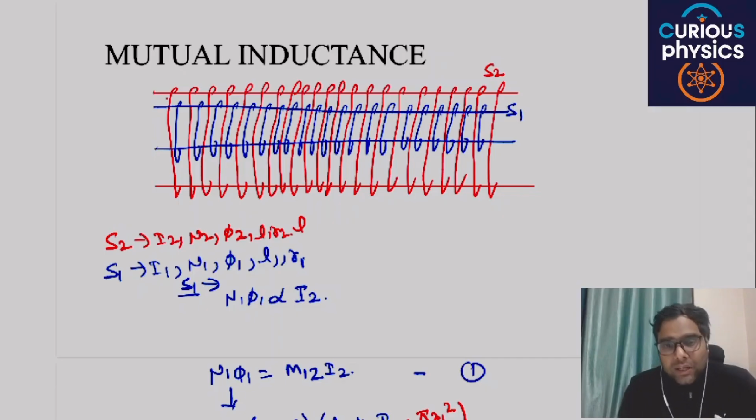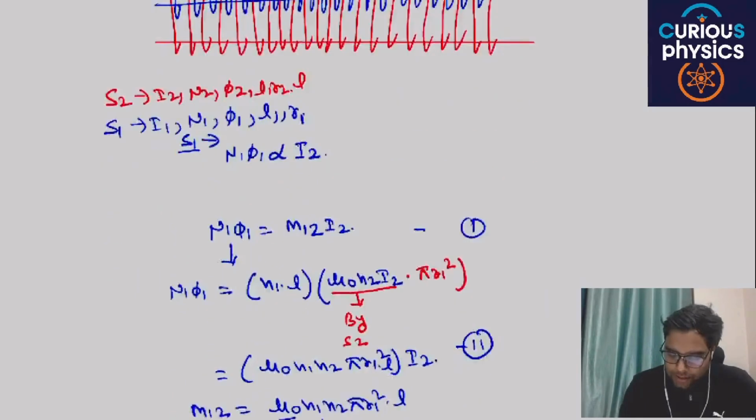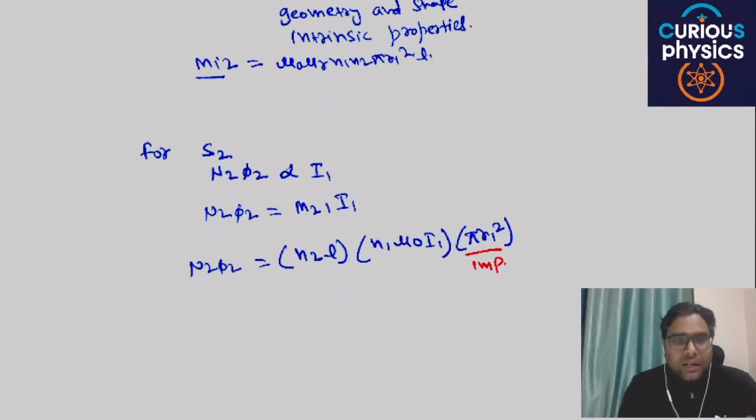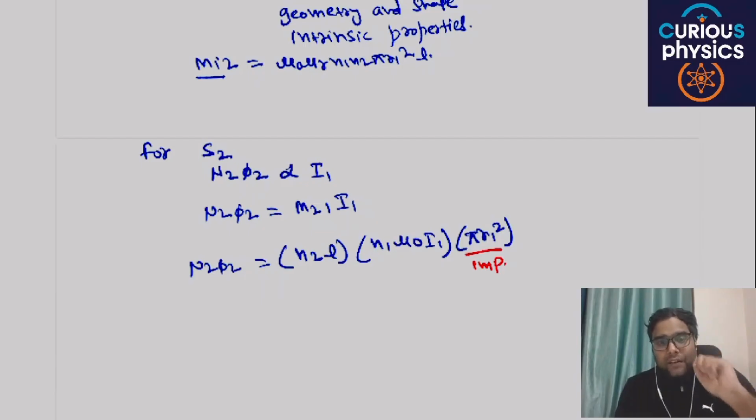That's why in both the cases the area will be the same. This is basically the point of understanding why there is pi r1. In the first case, the magnetic field is entering from S2 to S1, but the area is pi r1. In the second case, the magnetic field starting from S1 is entering S2, so the area will be pi r1 square in both the cases.